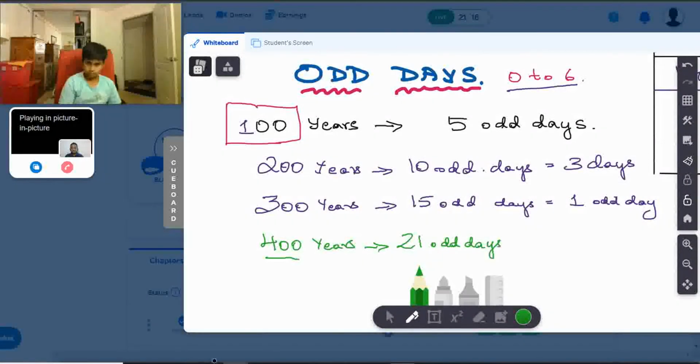When you divide by 7, what is your remainder? 3. That's the quotient. I'm asking the remainder. 0.